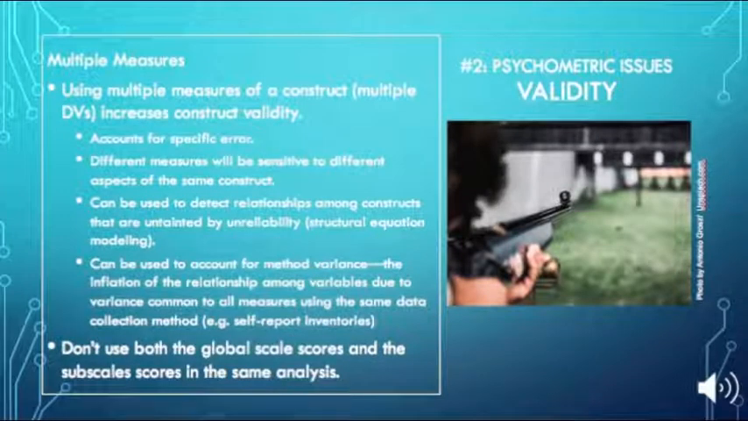In order to increase your validity, it's advisable to have multiple dependent variables from different instruments. This has several advantages. One, it accounts for specific error. Because you're using multiple instruments, those instruments do not share the same specific error and cannot inflate your correlations because of that. Also, different measures tend to be sensitive to different aspects of the same concept or construct. Thus, you get a more robust measure of that construct by using multiple dependent variables. Also, you can use statistics to get at the correlation between the constructs without unreliability being an issue, and you can account for method variance, which we'll explain later.